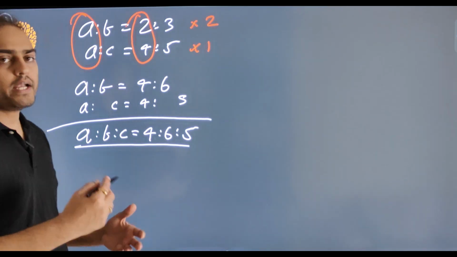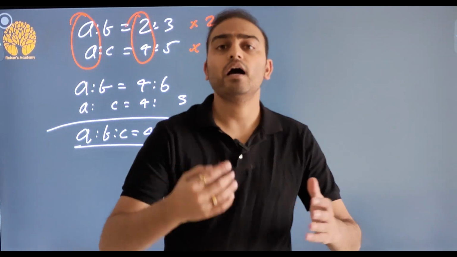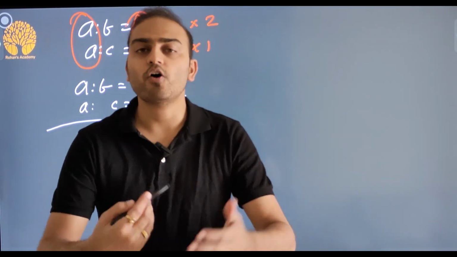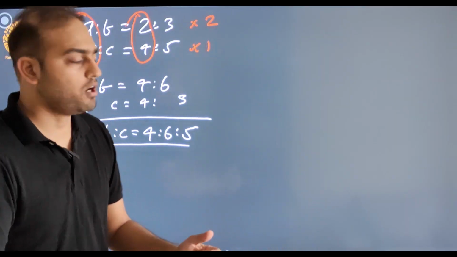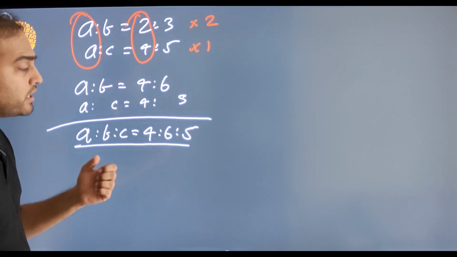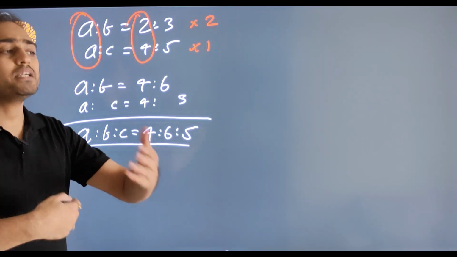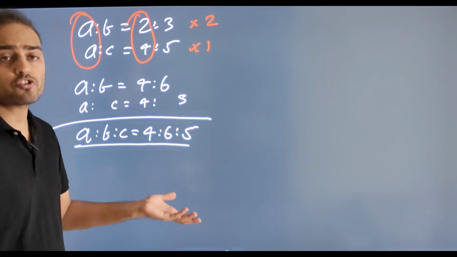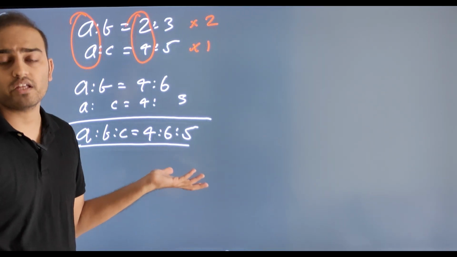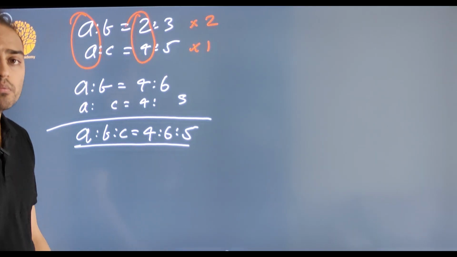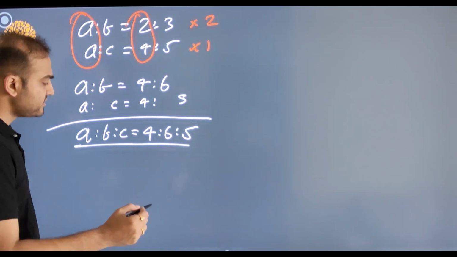So the point is, try and don't memorize, understand. The logic is we are trying to make the common variable same. That's all. Now, if you do understand this, then we can continue this and make multiple number ratios. What's stopping us at 3 variables only? We can add more variables.